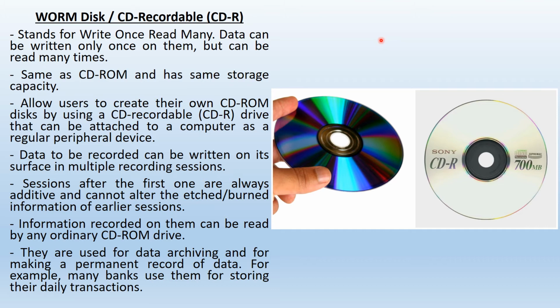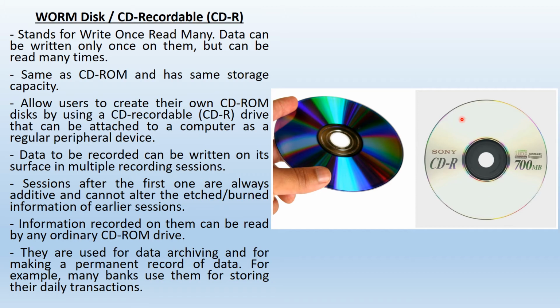Write once, read many. So what that means is that data can be written only once on them, but can be read many times. For example, let's say you do an audio CD. Let's say you like your reggaeton music and you go buy an audio CD. The music there is going to be recorded only one time, but you can play the music many times. So that is what CD-R means. It is only written one time on the CD, but can be read many times and in different drives.